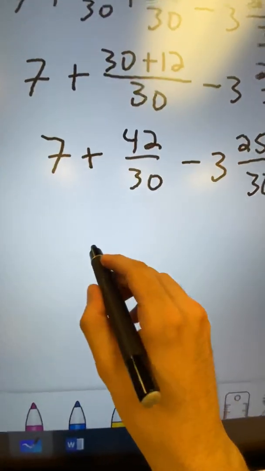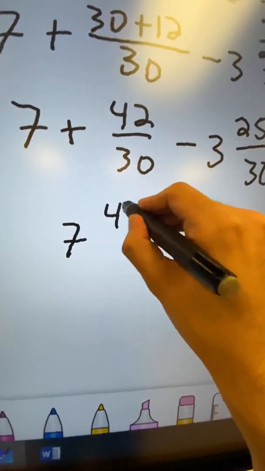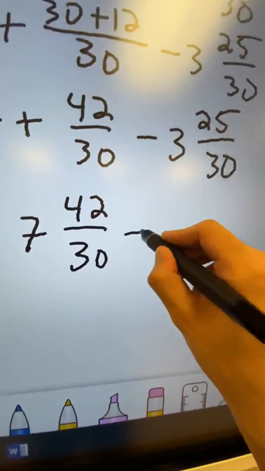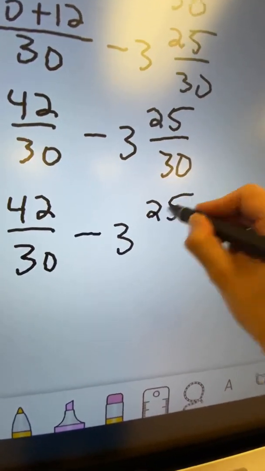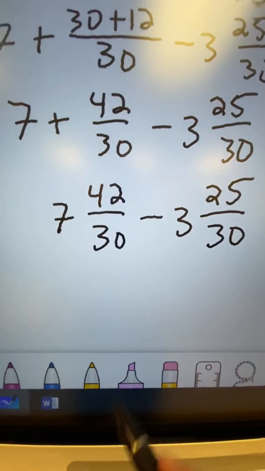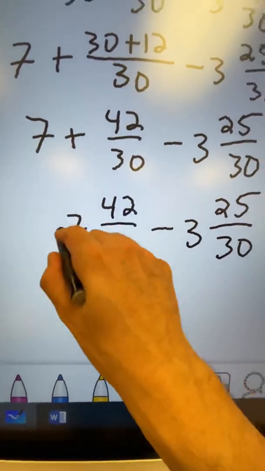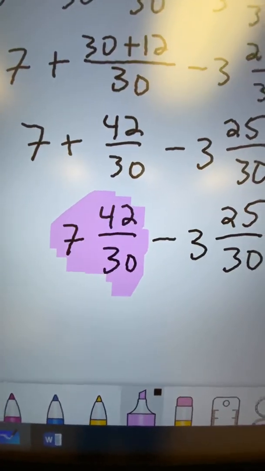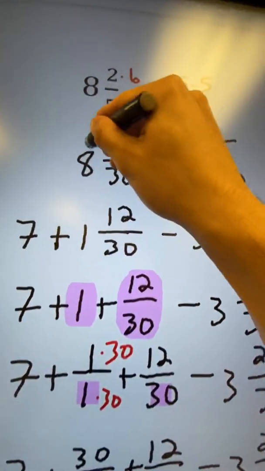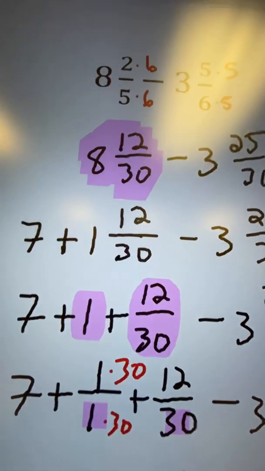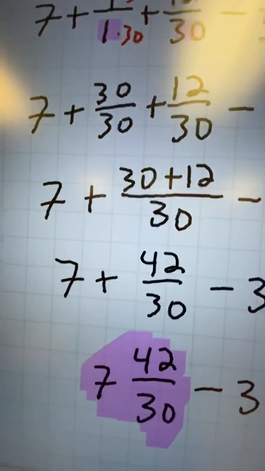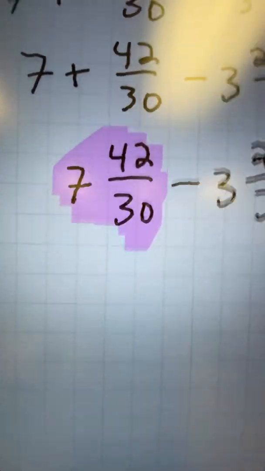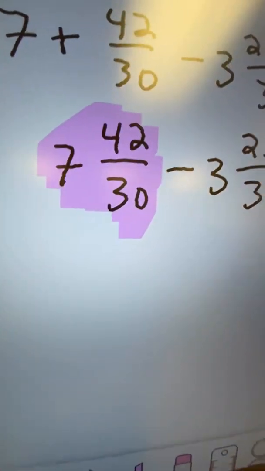So now I can combine these two together, which gives me 7 and 42 30ths minus 3 and 25 30ths. And now you can see that this 7 and 42 30ths, if I go back to the original, was this 8 and 12 30ths. So these are equivalent. So I did show you a lot of steps, but eventually with practice, you're going to get faster at it, and you don't have to show all those steps.